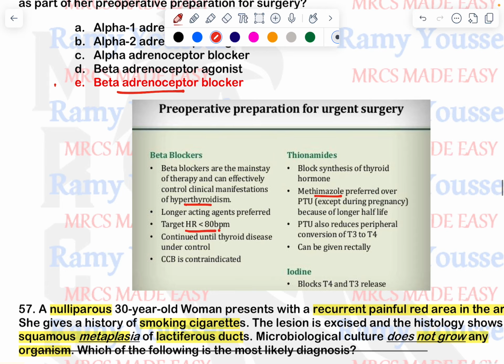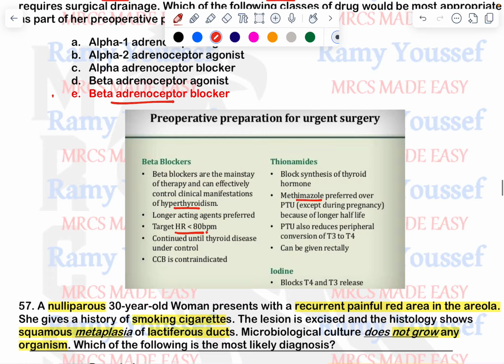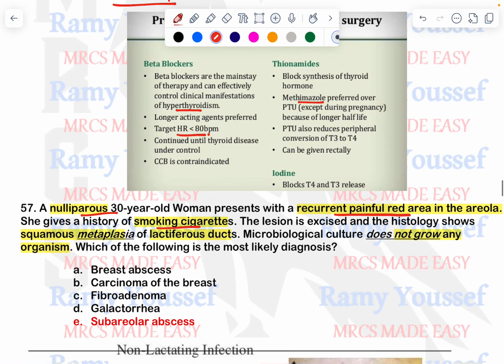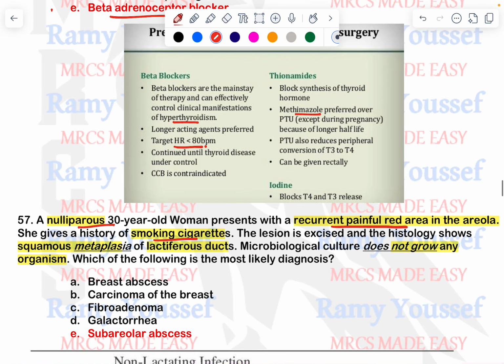A nulliparous 30-year-old woman presents with a recurrent painful area in the areola. Nulliparous, painful, smoking cigarettes, mastitis. So, okay, subareolar abscess, and microbiology does not grow any organisms. The lesion's histology shows squamous metaplasia of the lactiferous duct. Which of the following is the most likely diagnosis?